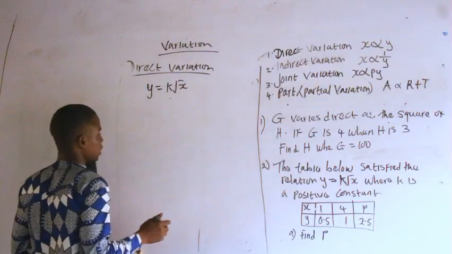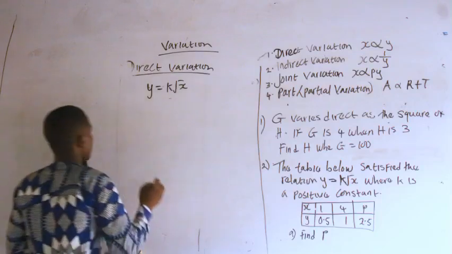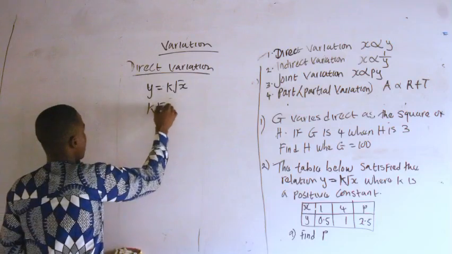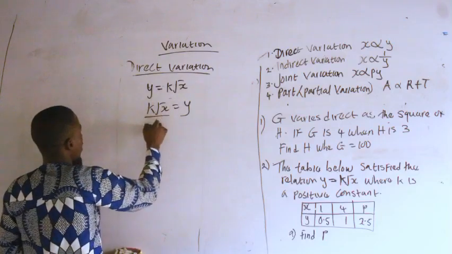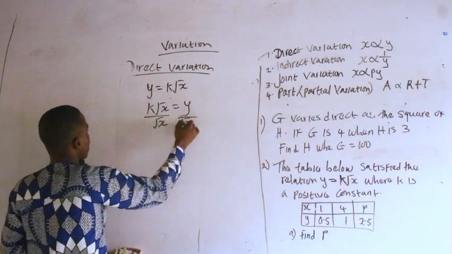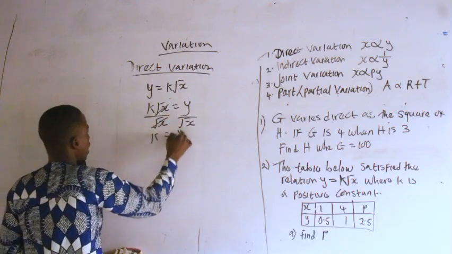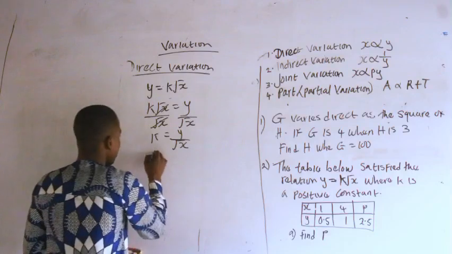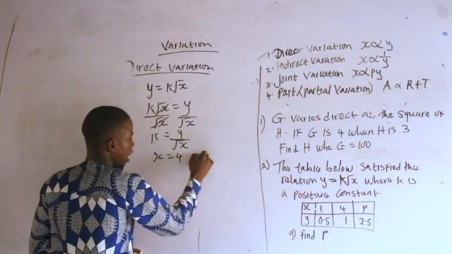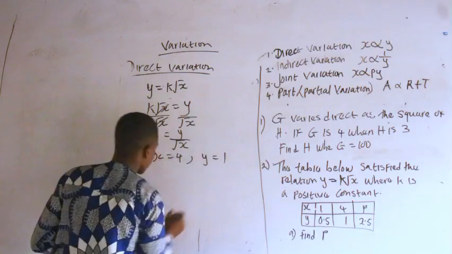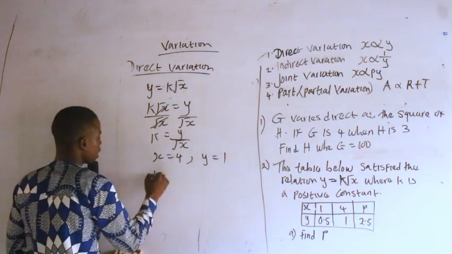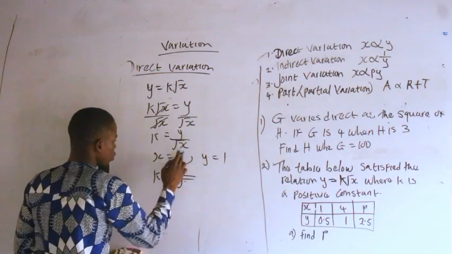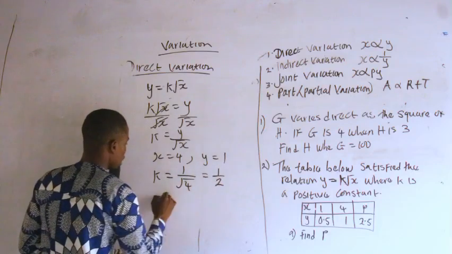And then what is my x? My x is 4. I want to make k the subject of the formula. It will now be k root x equals y. Divide both sides by root x. Root x over root x cancel. k equals y all over root x. Notice that. Now, our x equals 4 and our y equals 1. I want to put all of them in now. It will now be k equals 1 all over root 4. Root 4 is 2. It will now be 1 all over 2. Our k equals 1 over 2.